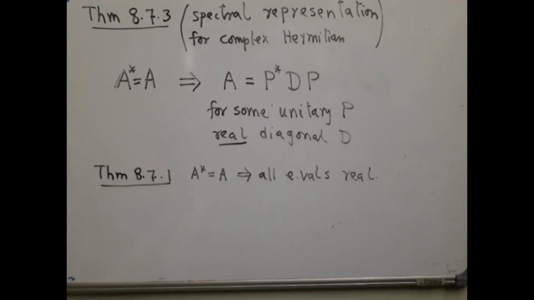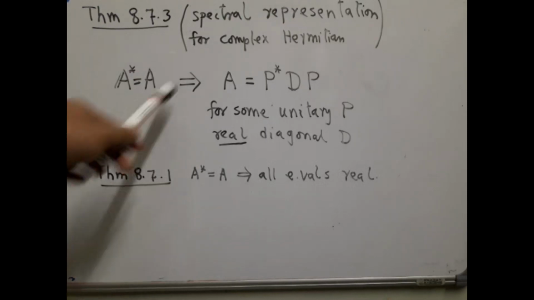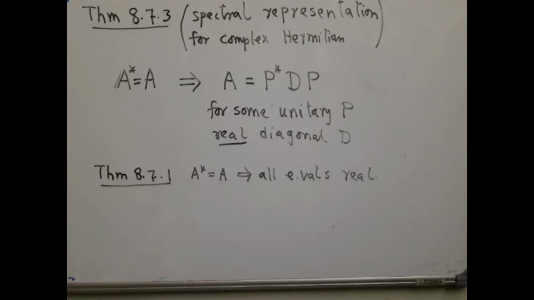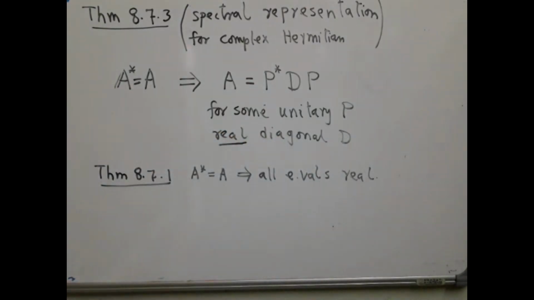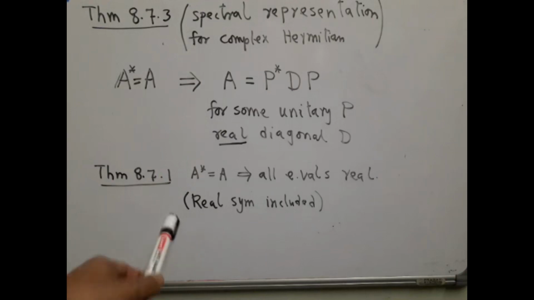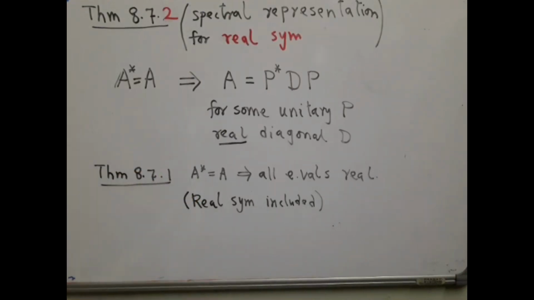Number 1, theorem 8.7.1: if you have a complex Hermitian matrix, then all the eigenvalues must be real, because we have already seen that the diagonal entries of D are precisely the eigenvalues. And observe that this is true for all complex Hermitian matrices, so real symmetric matrices are also included in them.